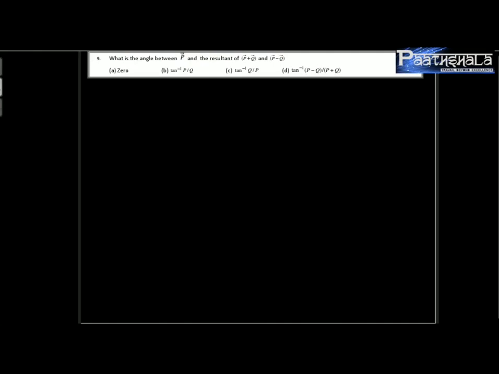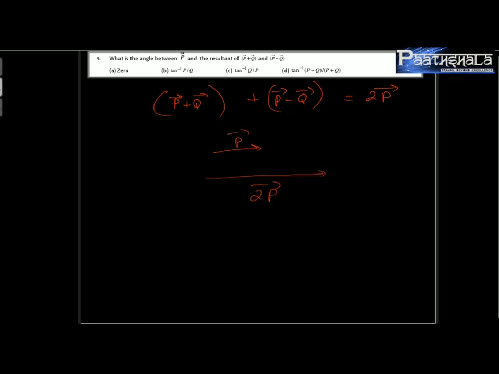What is the angle between P and the resultant of P plus Q and P minus Q? The resultant of P plus Q and P minus Q is equal to 2P bar, and the angle between P bar and 2P bar is simply 0. This is a very easy question.